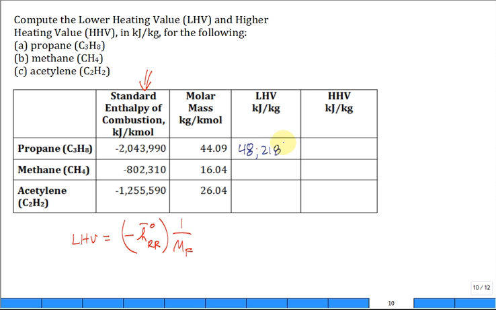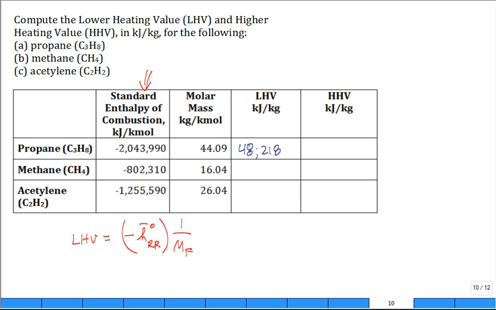48,218. That's how many kilojoules of heat would be transferred out of the combustion chamber if you just burn the propane, and reactants and the products are all at standard temperature 25°C. How about for the methane? Oh, but also for the propane, all the water comes out in the vapor state.